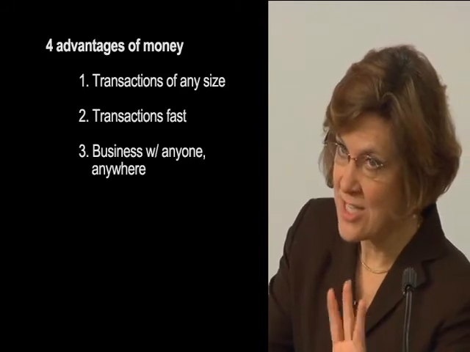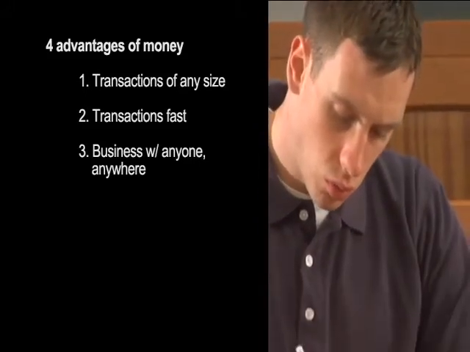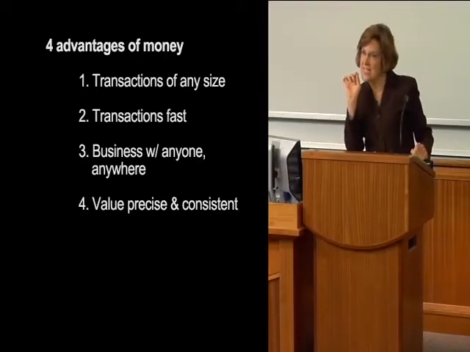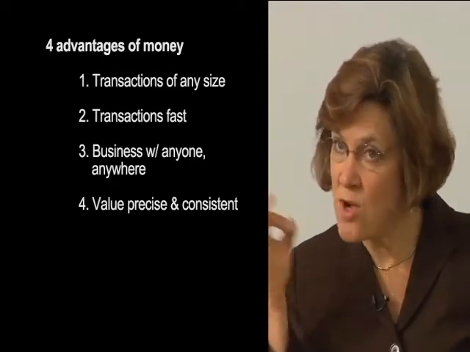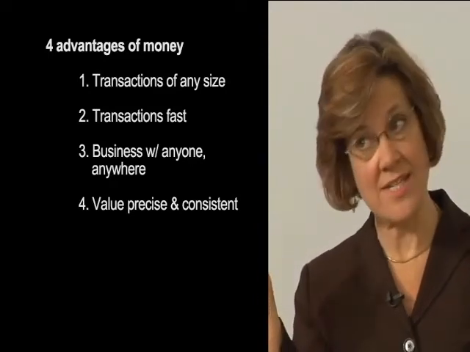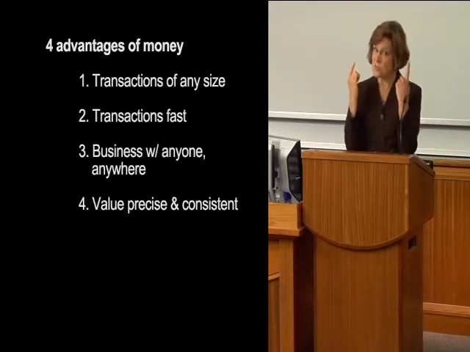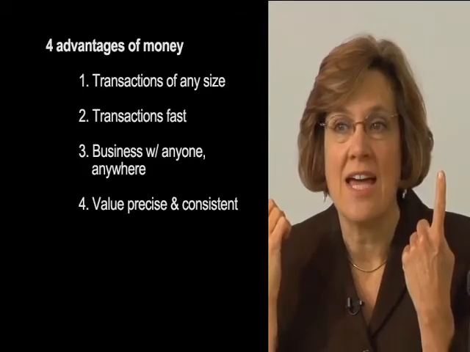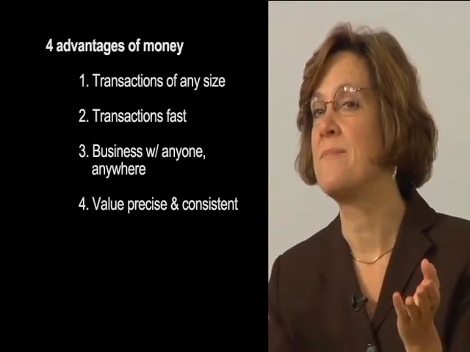The fourth advantage is that the value of money is precise and consistent. Precise means that the value of money can be determined in exact ways, $5.49 or $5.51. Money is also consistent because the value of $1 is $1. It isn't subjective. And even when the value of a currency fluctuates, it fluctuates for everyone.